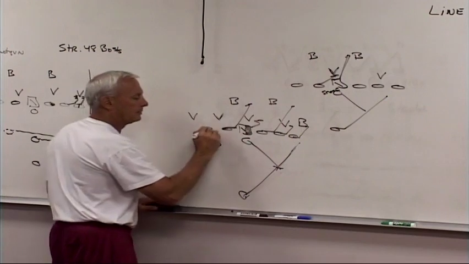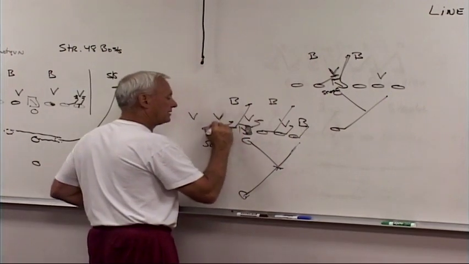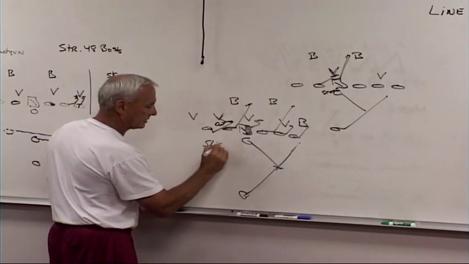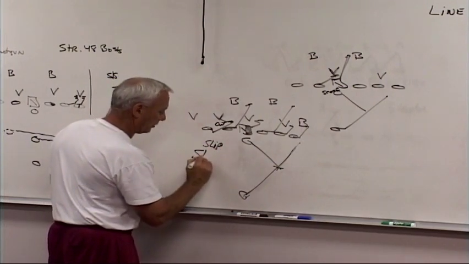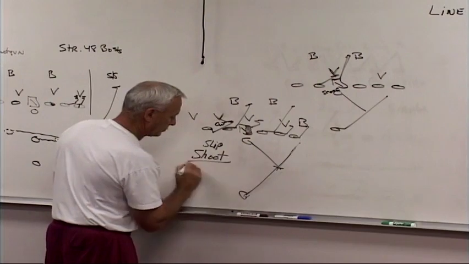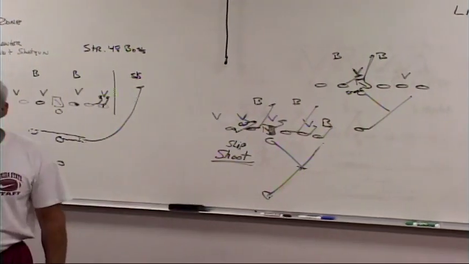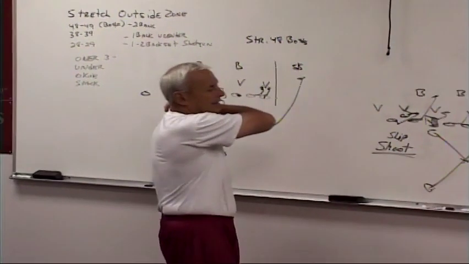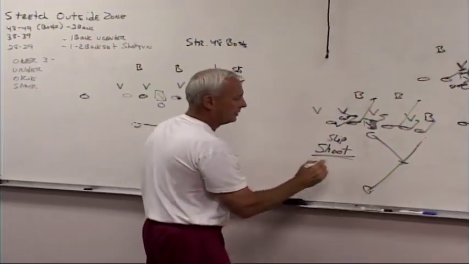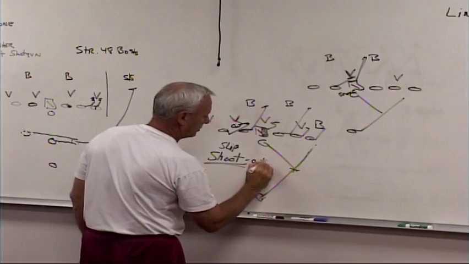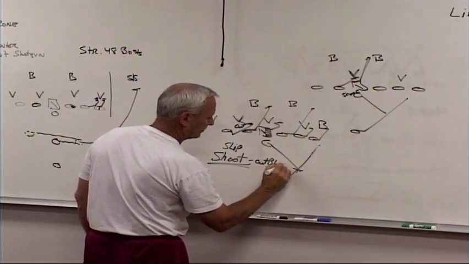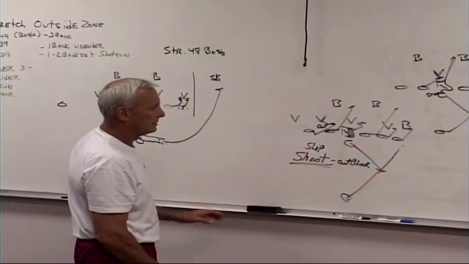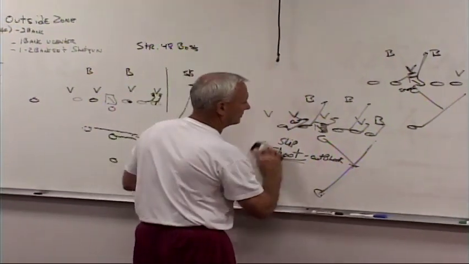And that tackle now has got to sprint down in there and he has to cut block that 3 technique. For us, that is still a slip, but there's a shoot call. It's called shoot. That means we're shooting that backside. We're shooting that guard through there, go get that backer. Backside tackle has to cut on the shoot. There has to be a cut block on the shoot. Or try to cut him anyway. But that's a different form of a slip.